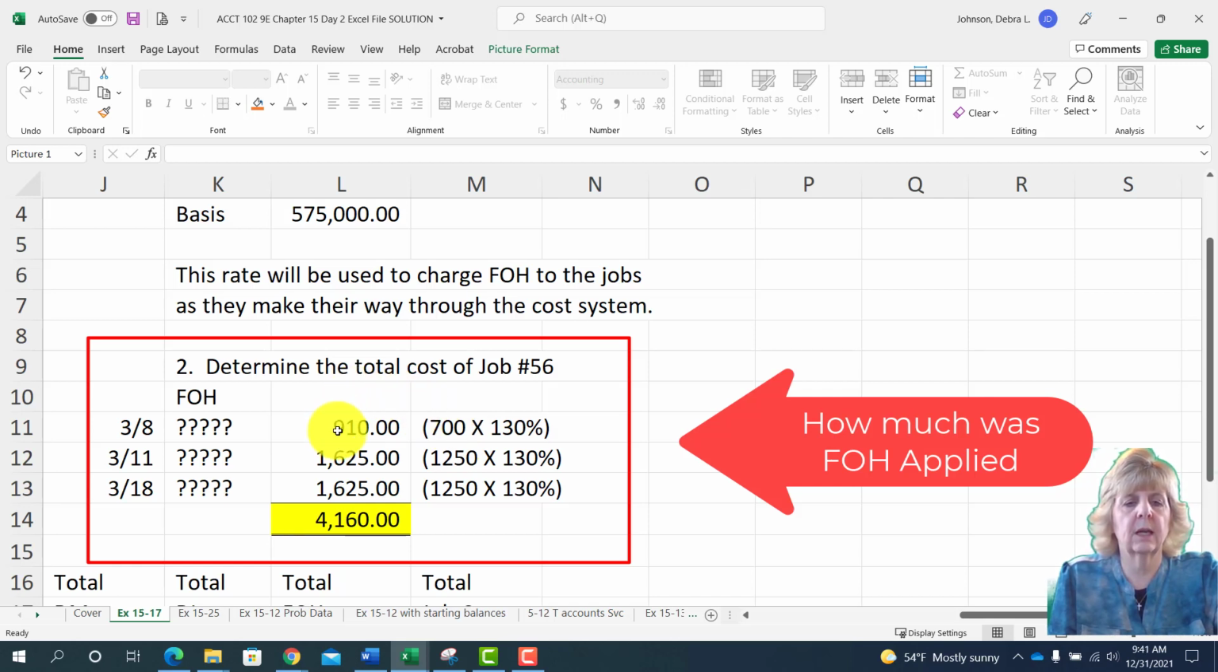of 910. The second time ticket was 1,250 multiplied by 130% gave us 1,625 in overhead charges. And the third time ticket was identical to that. That would have given us an additional 1,625. When we add those 3 overhead costs up, we got 4,160.